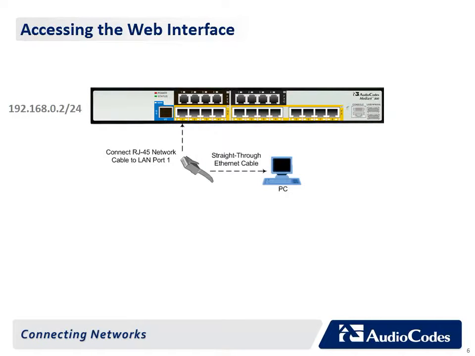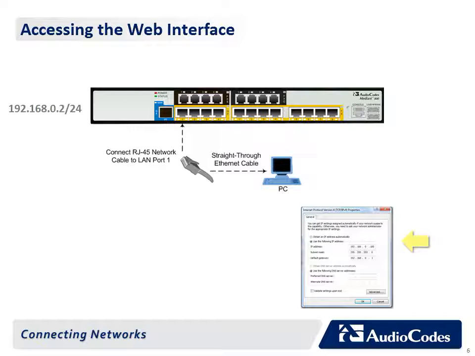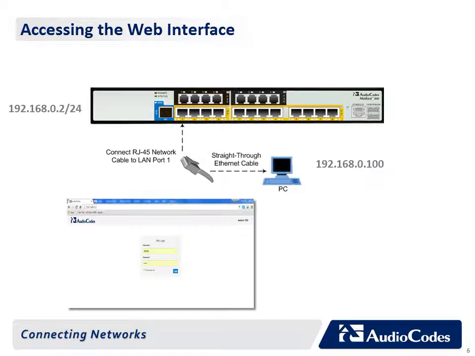While on the Mediant 800B, connect port 1, leftmost LAN port, located on the front panel, directly to the network interface of your computer using a straight-through Ethernet cable. In the same way as for the Mediant 1000B, change the IP address and subnet mask of your computer to correspond with the default IP address and subnet mask of the device, and then access the web interface.